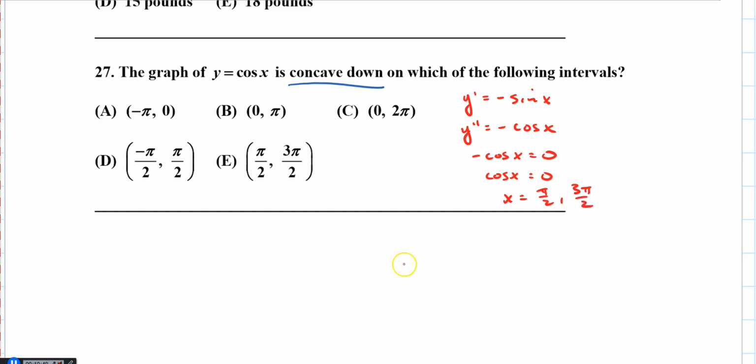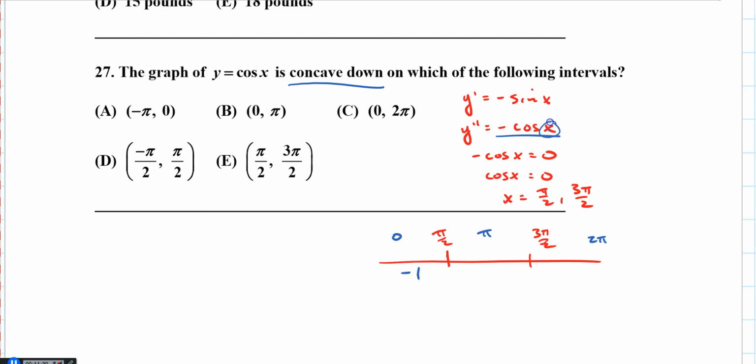So then we're going to look at the second derivative, with pi halves and 3 pi halves, and we're going to check values. So something smaller than pi halves, I'm going to go with 0. Something between pi halves and 3 pi halves is pi, and something bigger than 3 pi halves, we're going to go with 2 pi. So if I plug 0 into my second derivative, cosine of 0 is 1, we get negative 1, so it's negative.